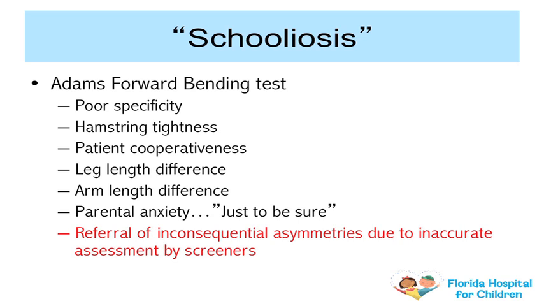So there's a certain amount of cooperation which is necessary on behalf of the child. The fourth thing is that some children have got a short leg, and that will give you a false positive test. Some people may have a shorter arm, and that will give you a false positive test. And finally, there are some parents who just can't believe anything which the school nurse says. They want to be seen by a doctor just to be sure. Well, the problem is that these add a lot in terms of time spent out of school, time spent out of work, as well as healthcare dollars.